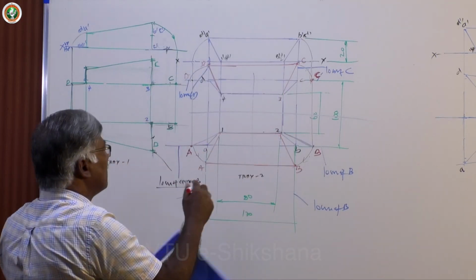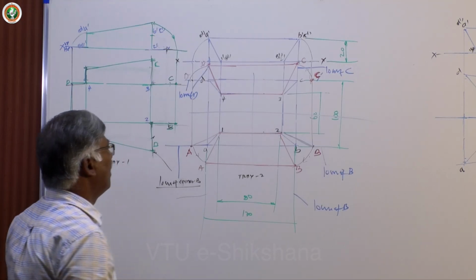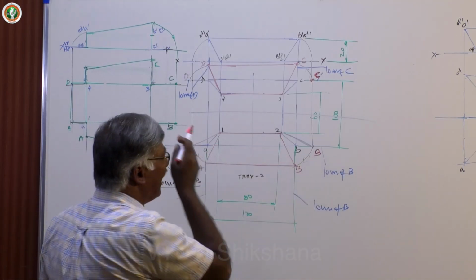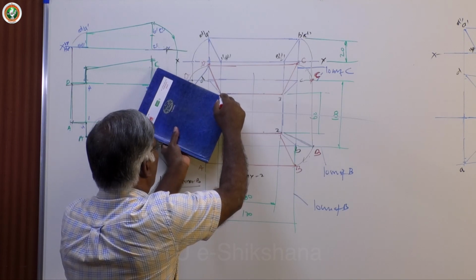Yes, I got 2 segments. 2 more segments I have to get. How to get? Already A and B are identified. C is there. Here D is available. Join them. That's all.